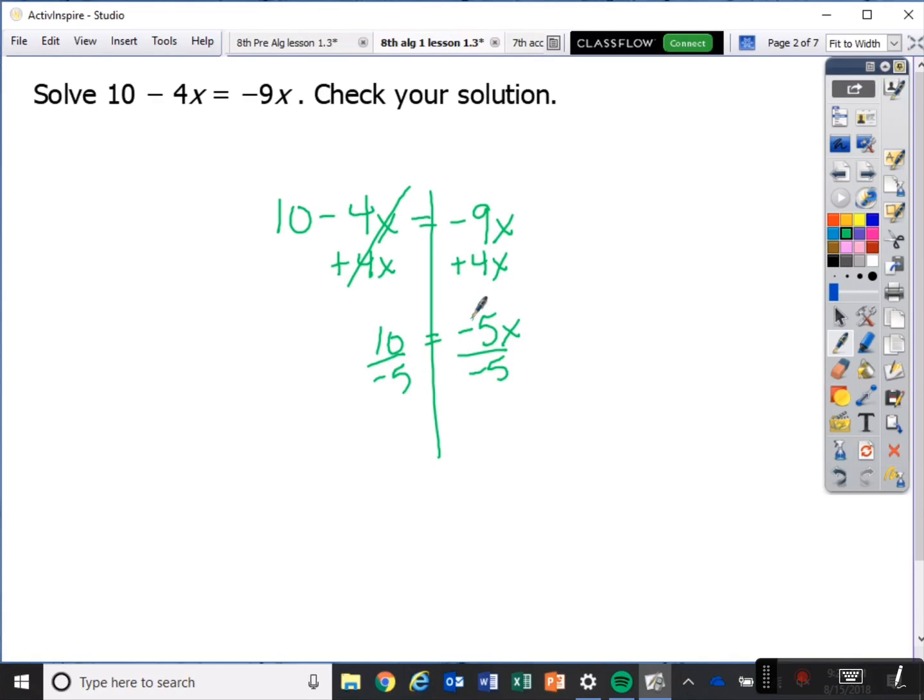It's not a competition. Everything is always a competition, Miss Finn. And what's 10 divided by negative 5? Negative 2. I win again. That's it. It seems really easy, but I feel like it's going to get way harder.